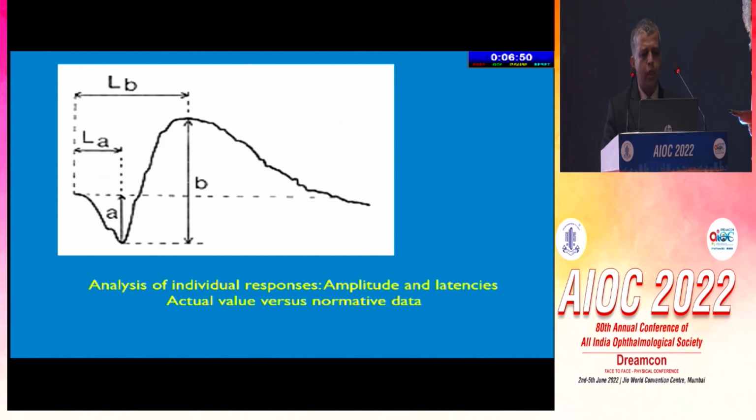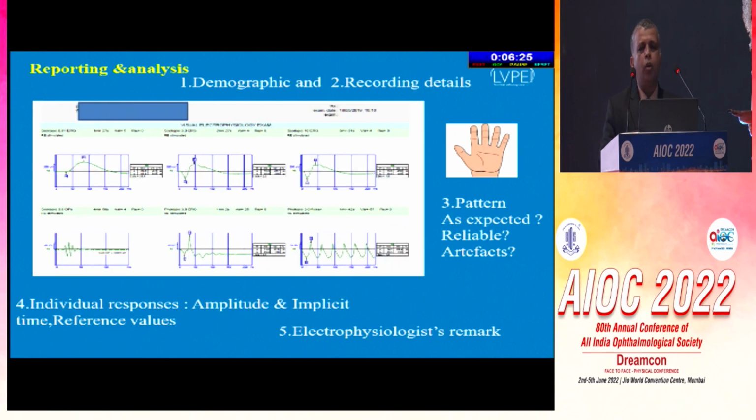Basically, the a-wave and b-wave are analyzed in terms of amplitude and time to peak. The amplitude is measured from the baseline to the trough in the case of the a-wave, and from the trough of the a-wave to the peak in the case of the b-wave. The time to peak is measured from the stimulus to the maximum response. So this is how a report looks. We should know how to interpret these responses.